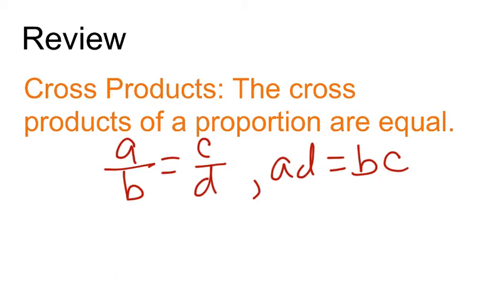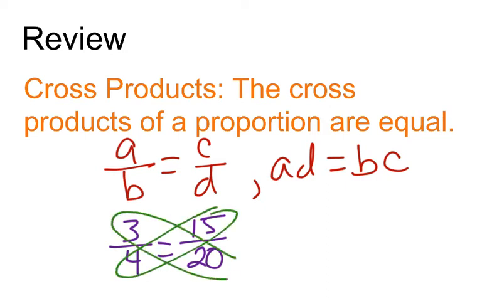So in the proportion, for example, 3/4 equals 15 over 20. In order for me to make sure that these are both equivalent fractions, I, of course, can use cross products, which gives me 4 times 15, which is 60, and 3 times 20, which is also 60. So I know that 3/4 and 15/20 are proportional.